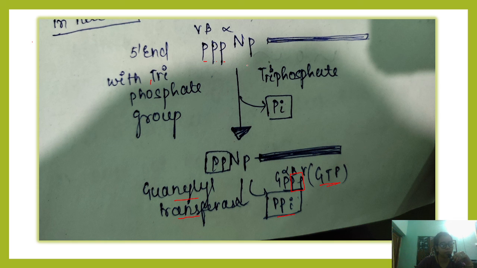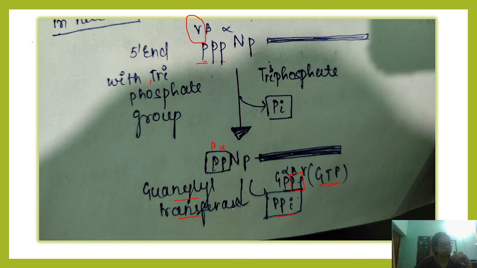Here only a single phosphate is removed from the mRNA end. Remember which phosphate is removed? The gamma phosphate. Don't create confusion with alpha. No, the gamma phosphate is removed in the first case. Here this is alpha and this is beta remaining. Okay, remember that. Then what happens?